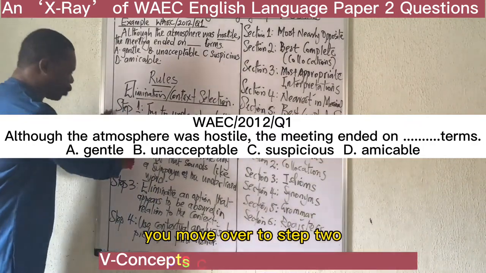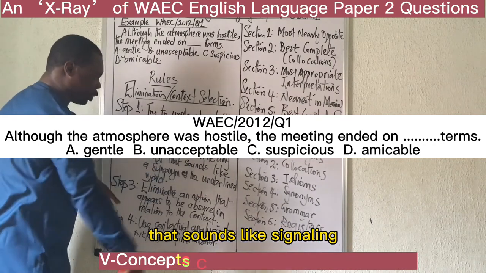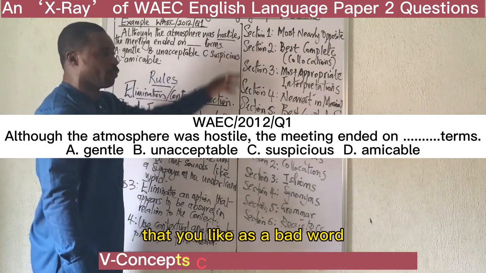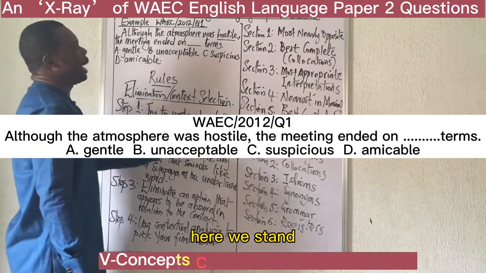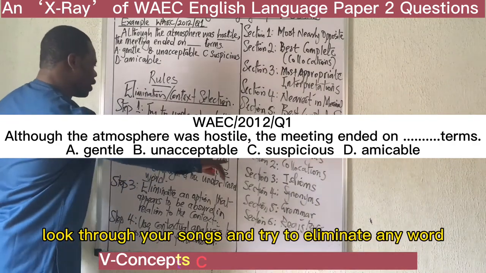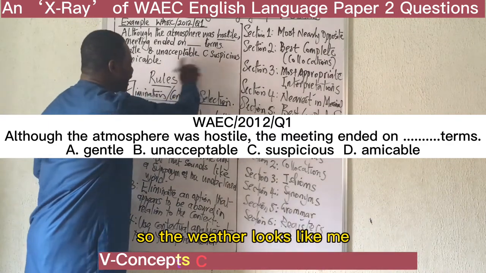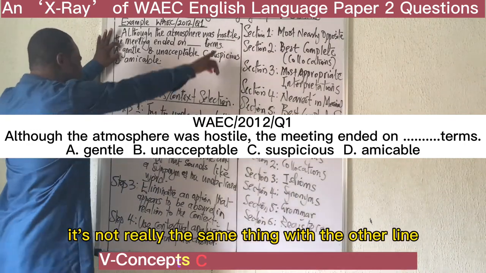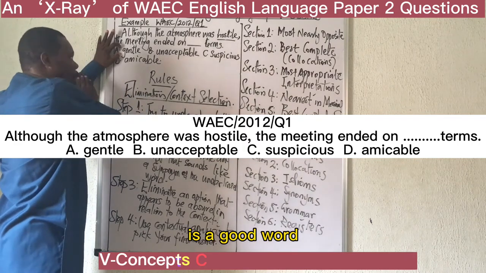You move over to step two. Look through the options and try to eliminate any word that sounds like a synonym of the underlined. Now remember, the word we are considering is a negative word, if you like, a bad word. So any good word here will stand, and any bad word should go. So the word that means the same thing as the underlined should go away. Gentle is not meaning the same thing as the underlined, because hostile is harsh. Gentle is on the good side. It's a good word, so you leave gentle alone.